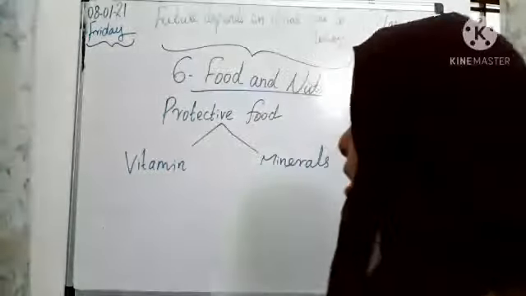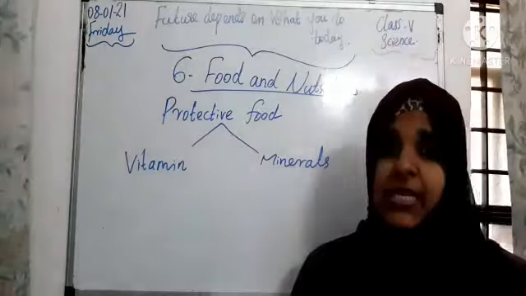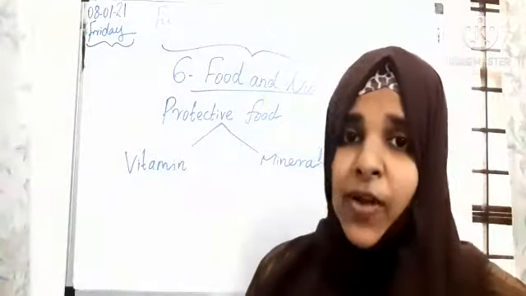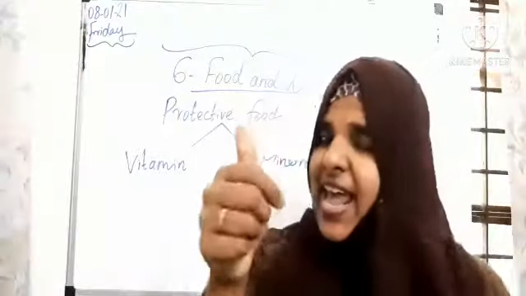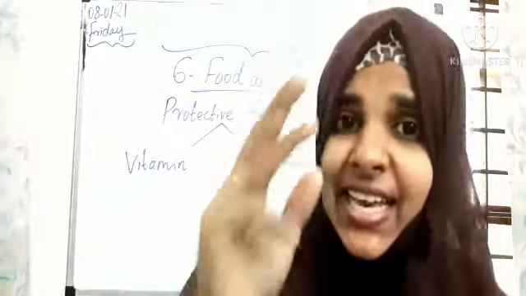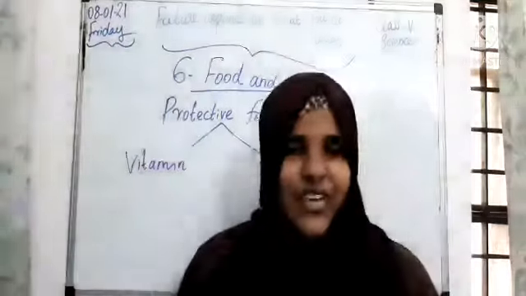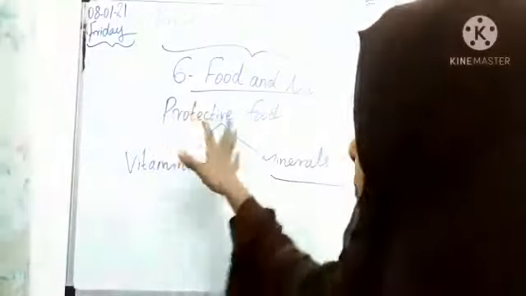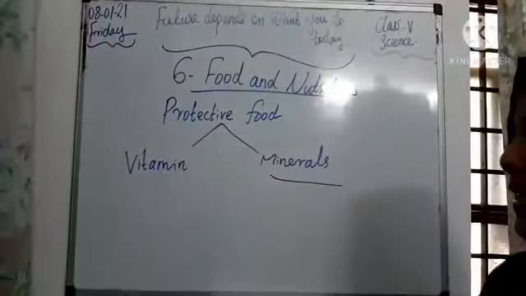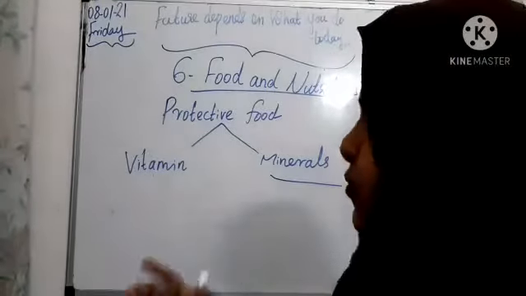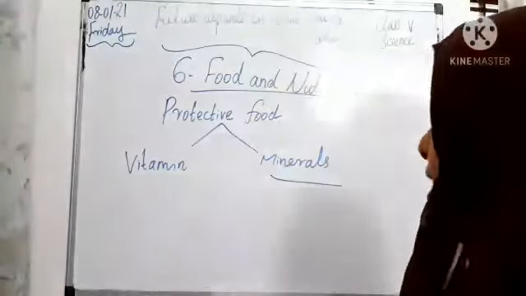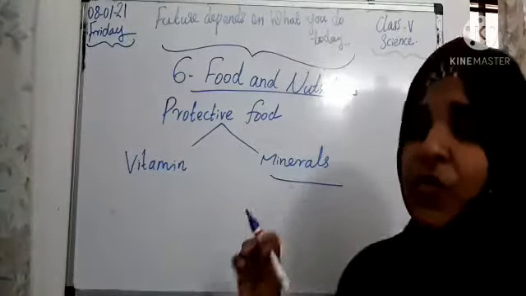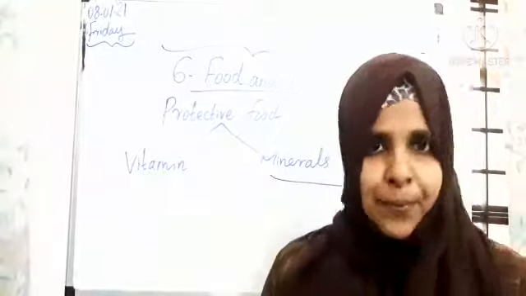About vitamins we discussed the six types of vitamins essential for our body, children. That is vitamin A, B, C, D, E and K. So students, vitamins and minerals are a type of protective food. Like in leafy vegetables and fruits, we can see these types of nutrients, right? And only a small amount of mineral is essential for our body.